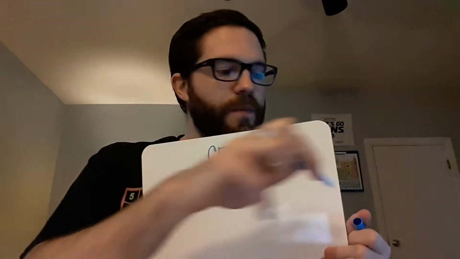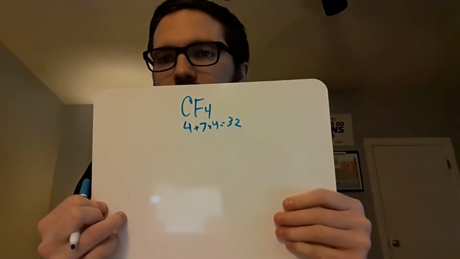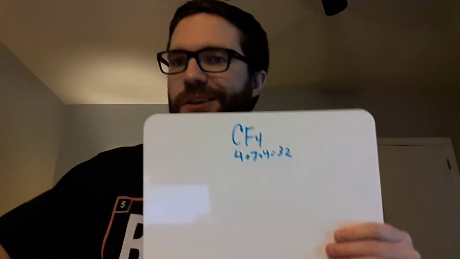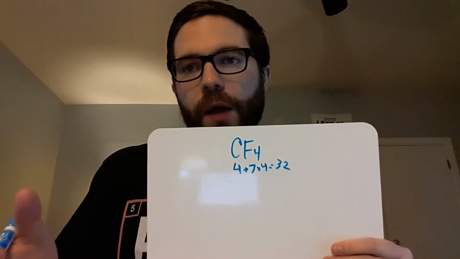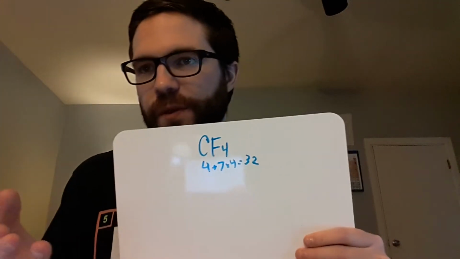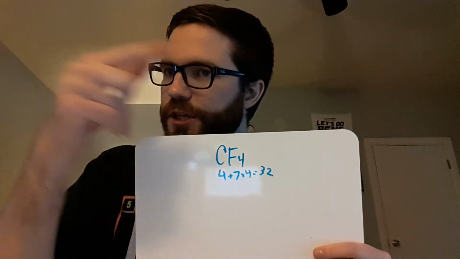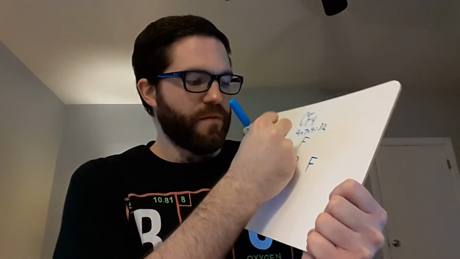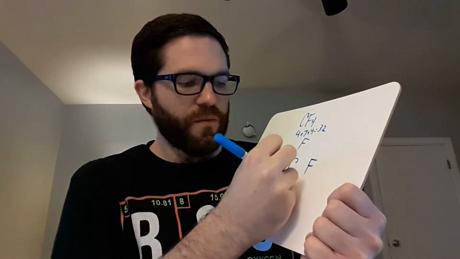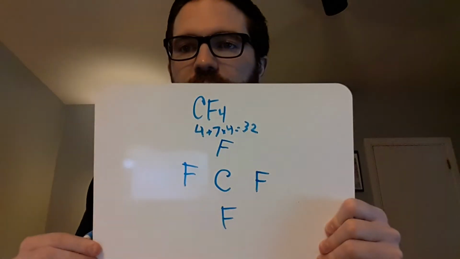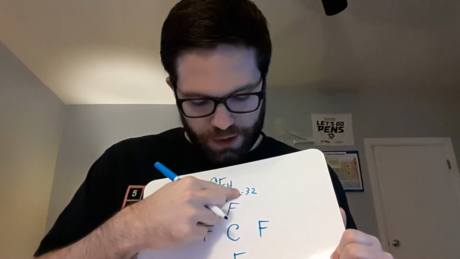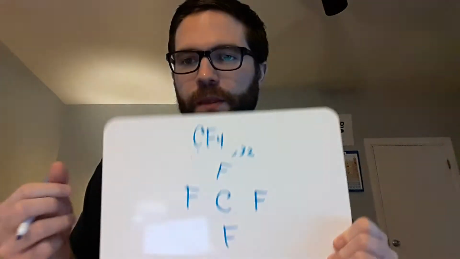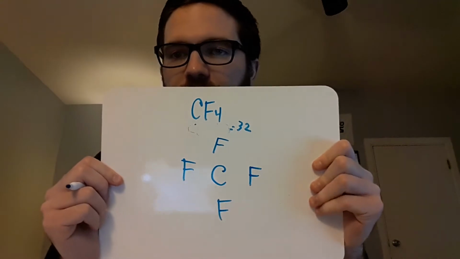Okay, so now we have CF4. We need to determine which atom is the central atom, which is in the middle, right? It's probably always going to be the one that there's only one of, and the one that there's 4 of is going to go along the outside. So that means C will be our central atom, and then F will be our terminal atoms on the outside, right? I'm going to just erase this so we have a little bit more room. Okay, so I have my C in the middle and my F's on the outside.